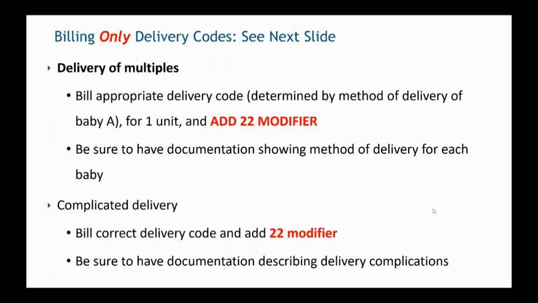Okay, billing only delivery codes. Delivery of multiples. Bill the appropriate delivery code, and that's determined by the method of delivery for baby A, 1 unit, and add modifier 22 for increased services. You've got to have documentation showing the method of delivery for each baby, and that's considered a complicated delivery, so you have to add the modifier 22. Okay.